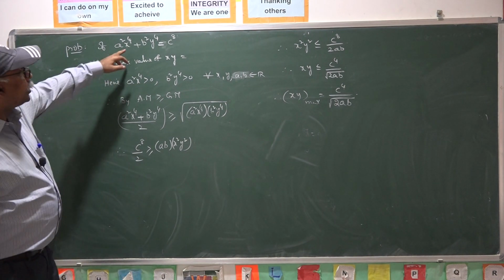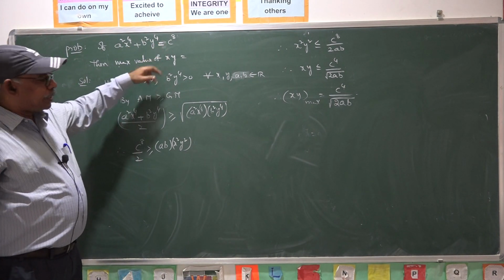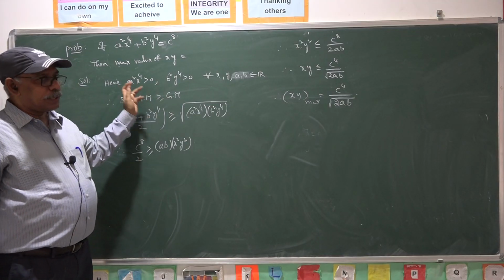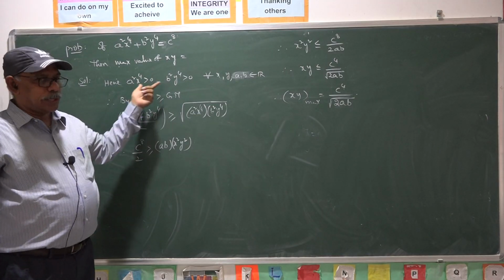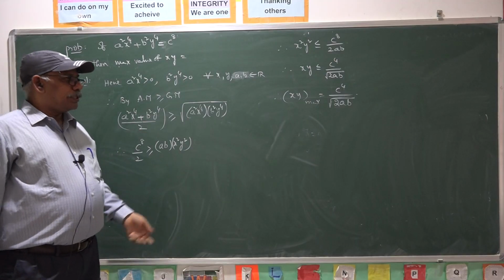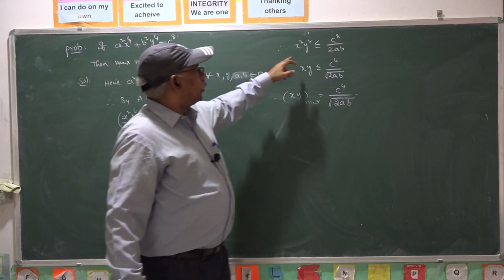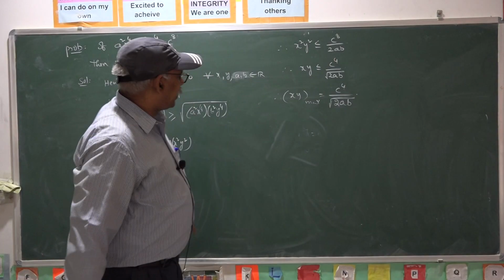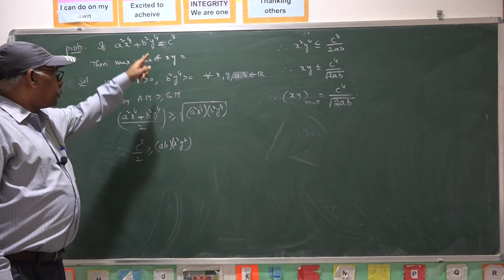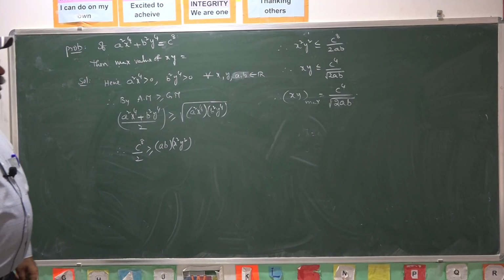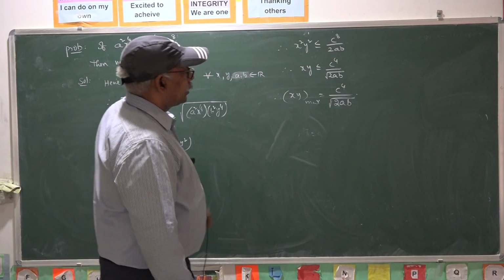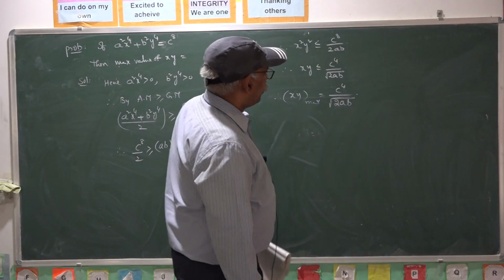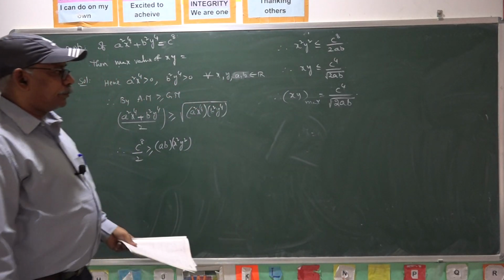Once this relation is valid, I am just applying the arithmetic mean is greater than or equal to geometric mean for these two terms. Based on this, we get x square y square is less than or equal to c power 8 by 2ab, because this numerator is c power 8, given. Hence, the maximum of xy is given by c power 4 by square root of 2ab.